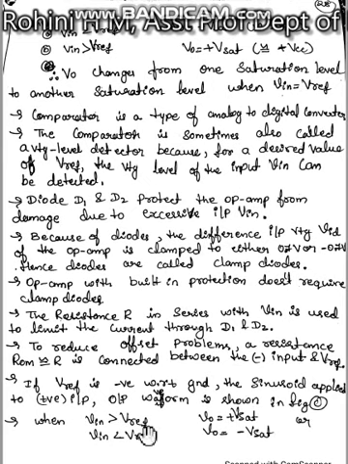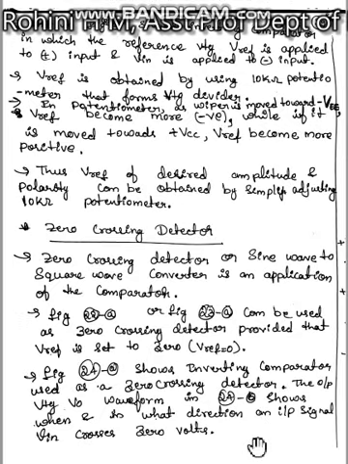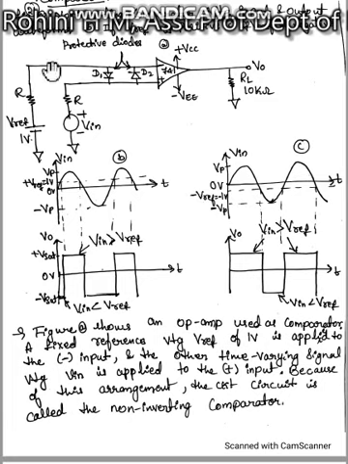When Vin is greater than Vref, as we discussed earlier, Vout is plus Vsat. When Vin is less than Vref, Vout is minus Vsat. The circuit A shows an inverting comparator in which the reference voltage V reference is applied to the positive input and Vin is applied to the negative input. In the other comparator, Vin is applied to the positive terminal and V reference to the negative terminal.